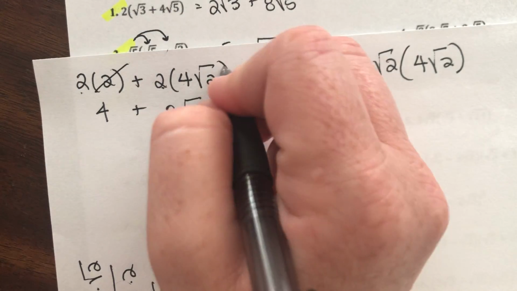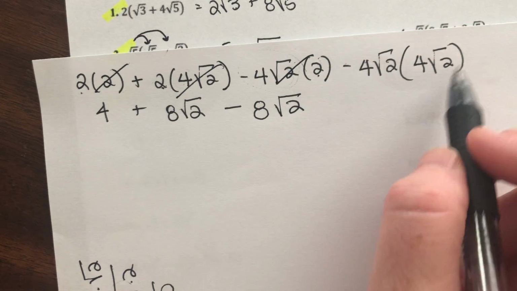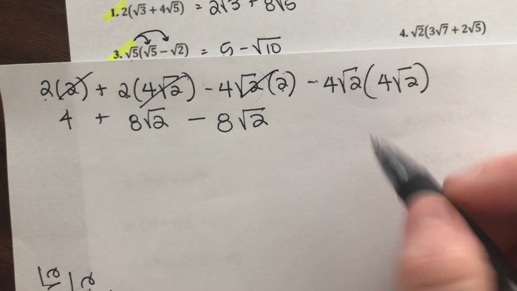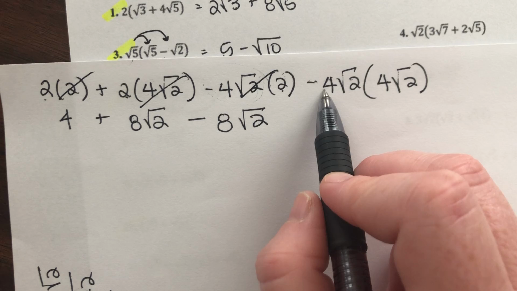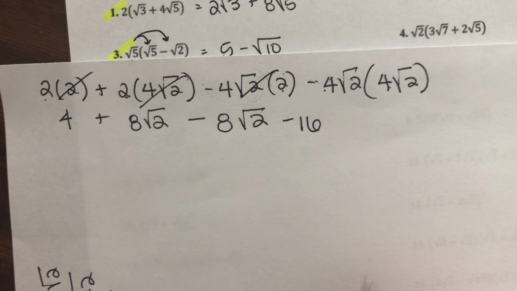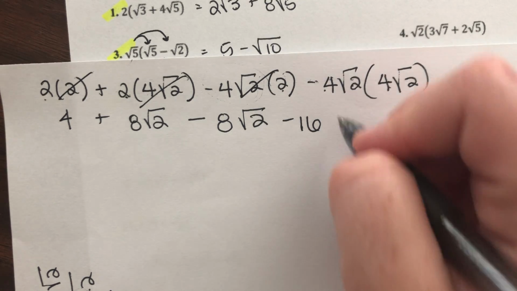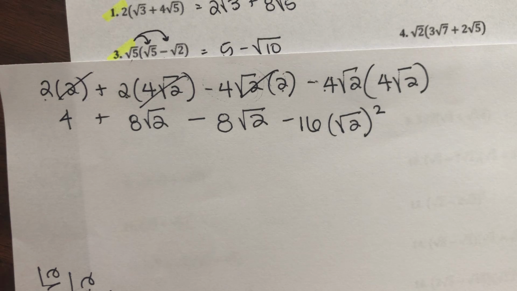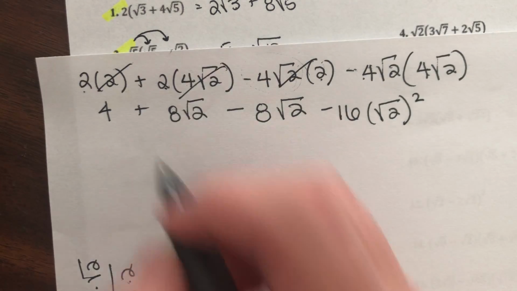So we've got this simplified, this simplified, this simplified. Now I just got to do this last guy, right? So all of it's being multiplied. So I'm going to do negative 4 times 4, which is negative 16. And then square root of 2 times the square root of 2, which is square root of 2 squared. Okay, so I'm going to keep simplifying.